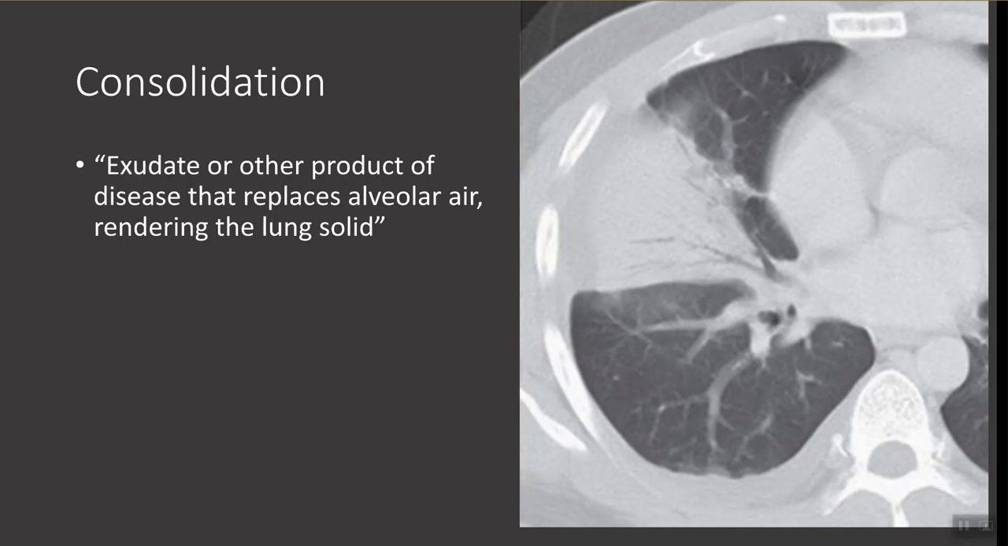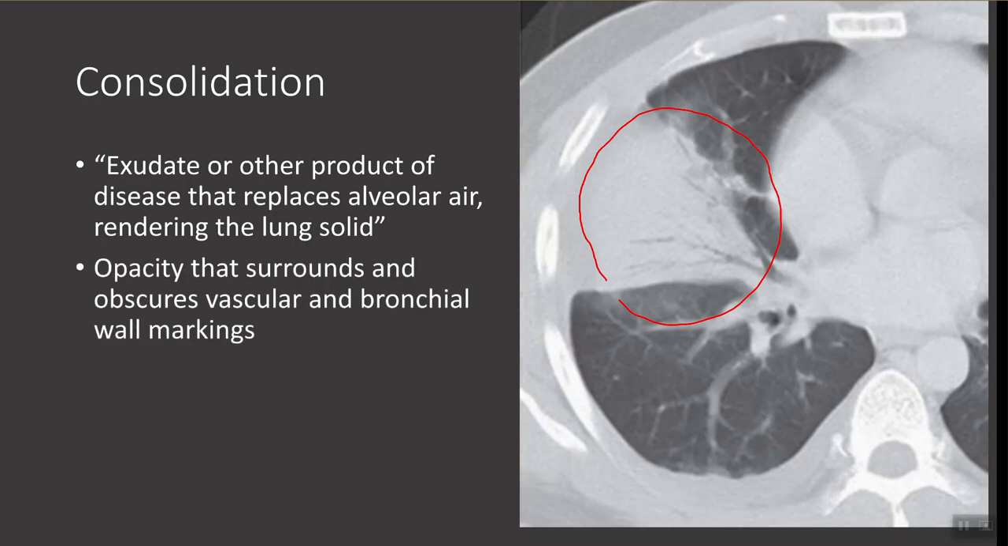And that's what we see on the right. We can see that there's an area of lung opacity that is rendering the lung solid. On CT, we'll note that this opacity will obscure vascular and bronchial markings. So notice that we can see normal vascular markings in other areas of the lung. When we look in this area of the lung, we can note that the vascular markings are completely obscured. We don't see any vascular markings. We also can see the outlines of the bronchial walls.